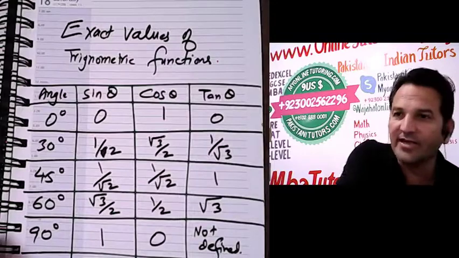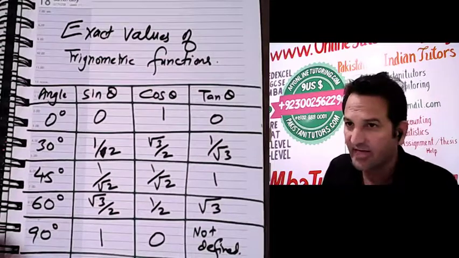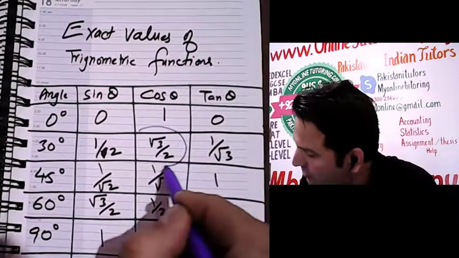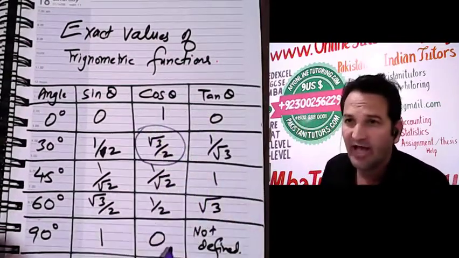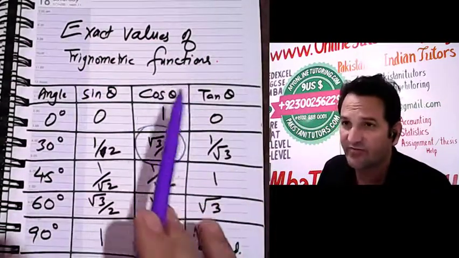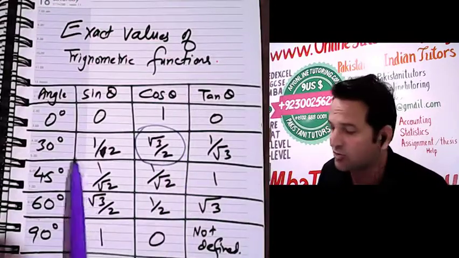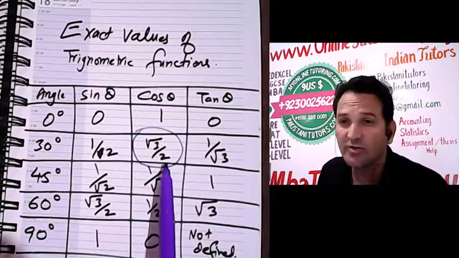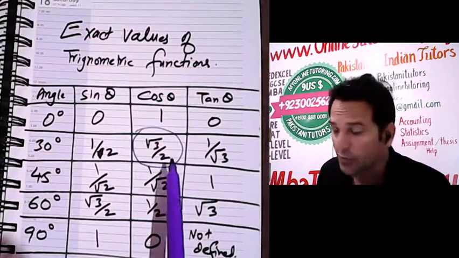Now how are these values coming on the calculator? For example, let's talk about root 3 over 2. We have written the exact value of the trigonometric function. Cos theta equals root 3 over 2 gives you 30 degrees, or when 30 degrees is given, the value is root 3 over 2.